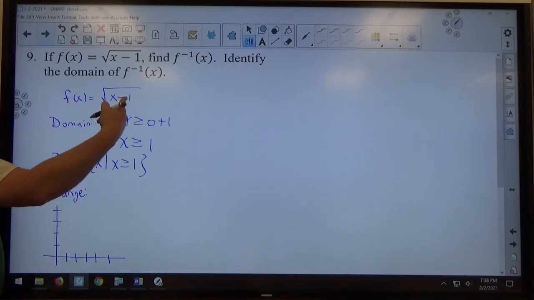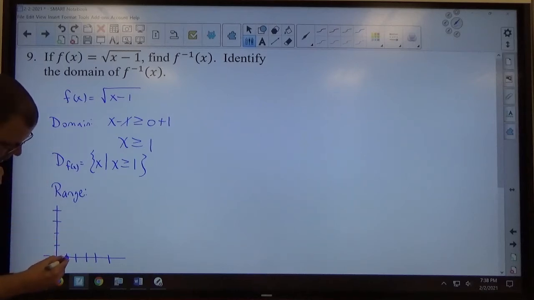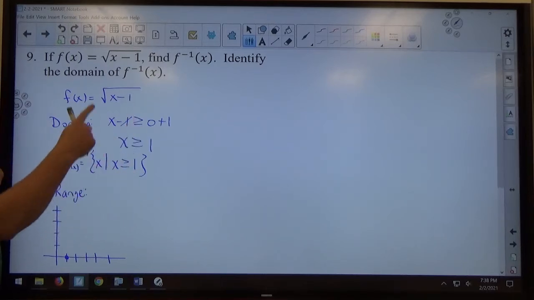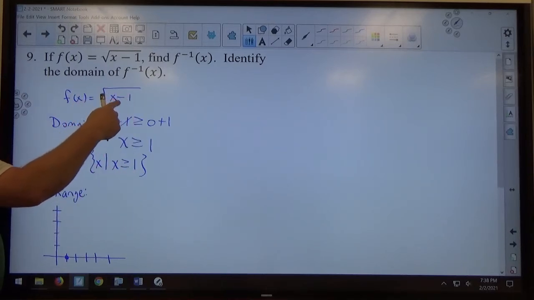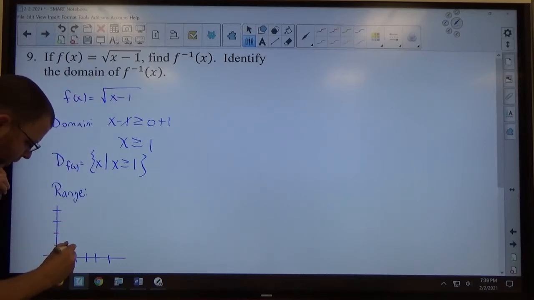So 1 minus 1 is 0. The square root of 0 is 0. So I put in x equals 1, output y equals 0. Gets me the ordered pair 1 comma 0. The next number up is 2, because again, greater than or equal to, so I can go bigger. So 2 minus 1 is 1, the square root of 1 is 1. So put 2 in, get 1 out, so 2 comma 1 is an ordered pair.